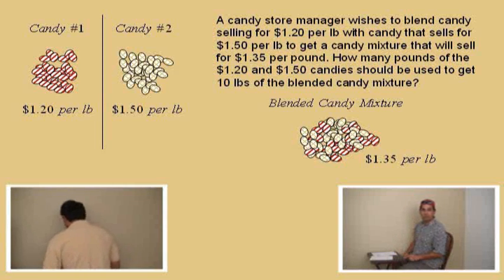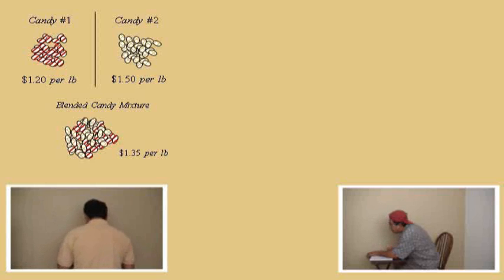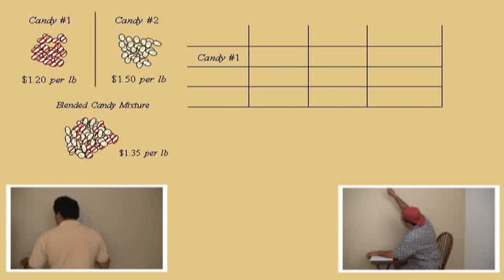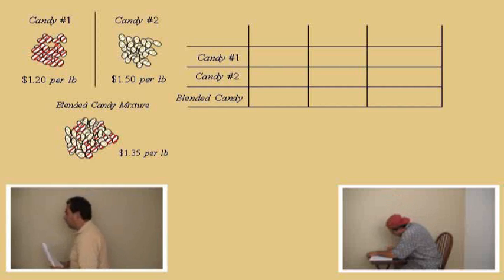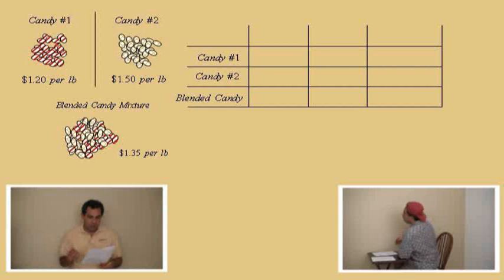So let's go ahead. Here are our candies, and now we're going to bring out the table. We have candy number one, which we'll list in our first row, candy two in our second row, and the blended candy in our third row, okay? Here we're dealing with number of pounds of candy, because we're trying to find out how many pounds of candy one we need to mix with candy two to get 10 pounds of blended candy.